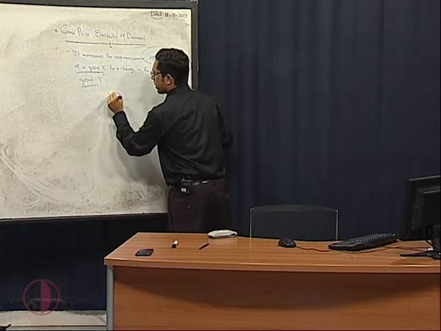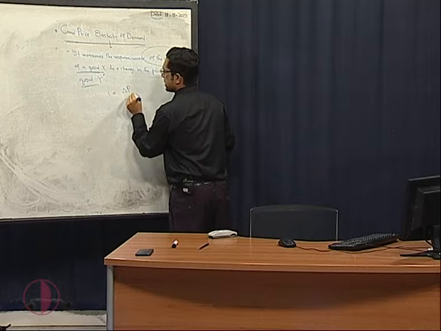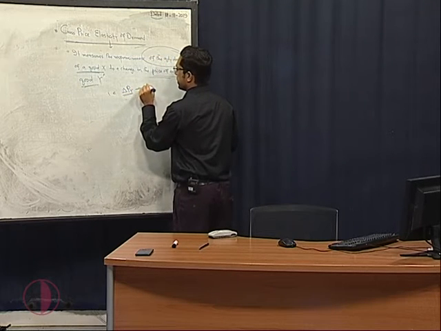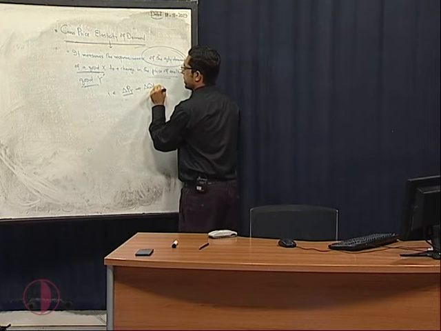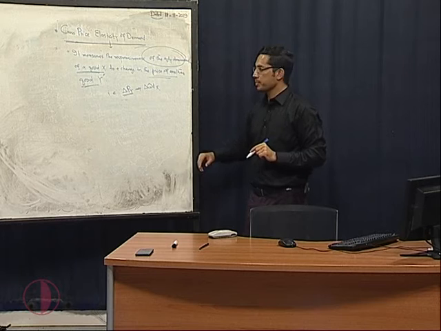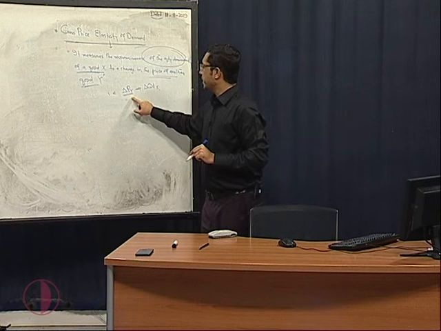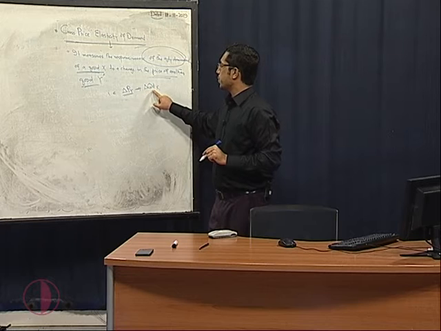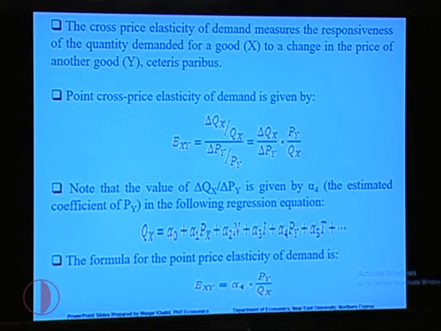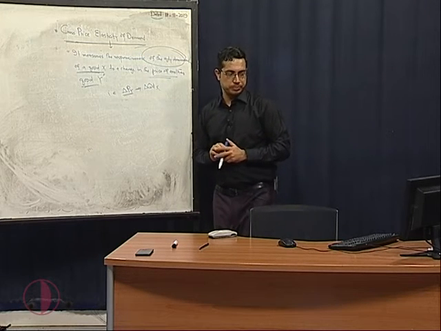That is, it means how a change in the price of Y affects the change in quantity demanded for commodity X. This is the whole crux of the concept: how a change in the price of commodity Y affects the change in quantity demanded of commodity X. For the measurement of this change, we use the concept of cross price elasticity of demand.